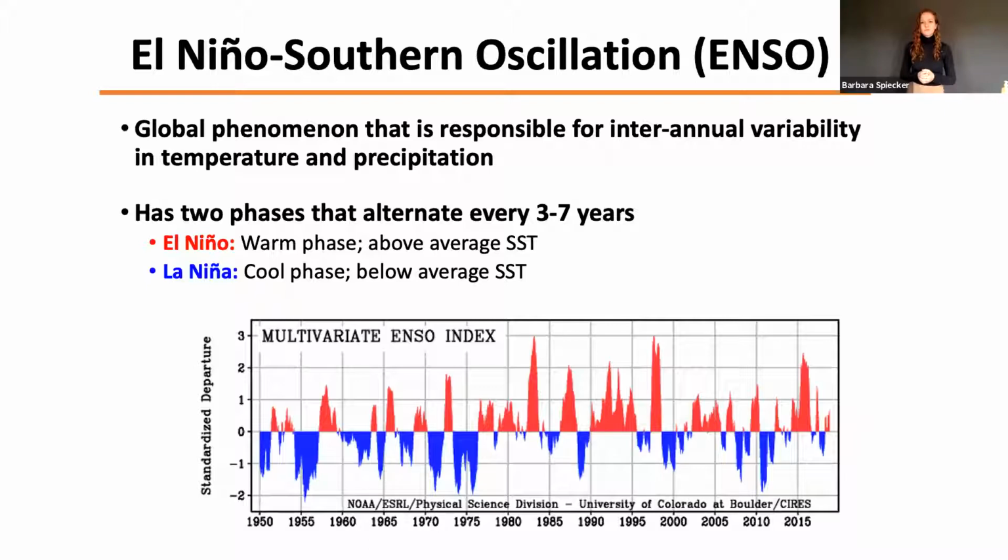Looking at the figure here, you'll see the red spikes on the top of the graph representing the warm El Nino phase. That's when sea surface temperatures rise to above average. And the blue La Nina phase, represented on the bottom part of the graph, representing the times when sea surface temperatures go below average.